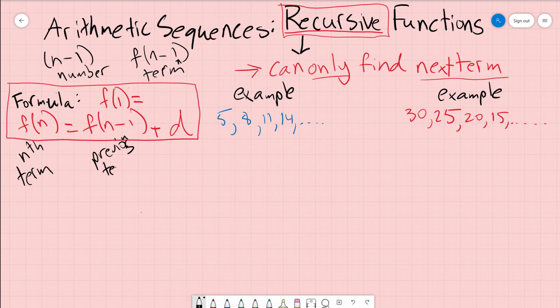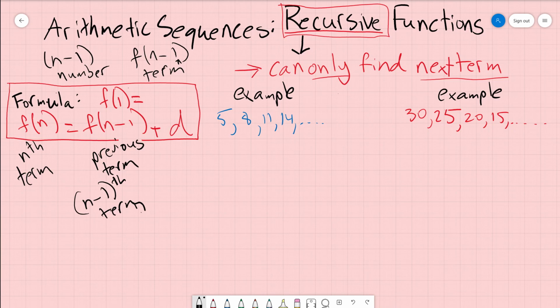Sorry, I spelled that wrong. Previous term. Or if you want to say the n minus 1th term, you can go with that too. But yeah, I'll just fix this. Previous. Okay.